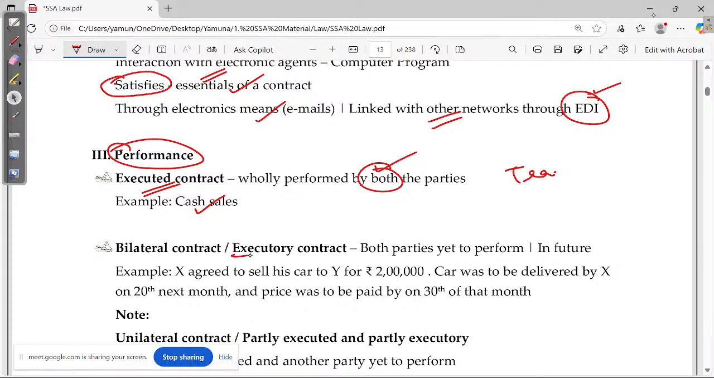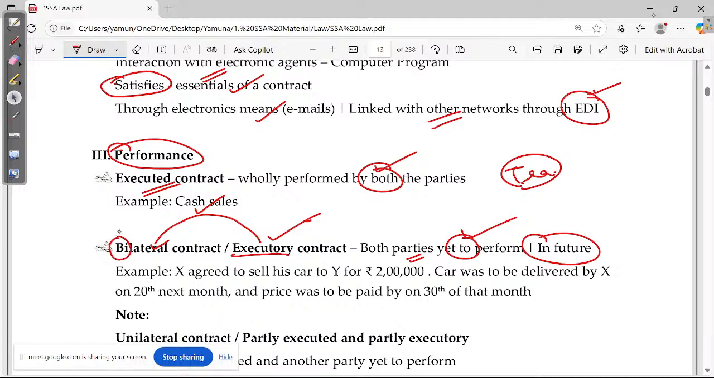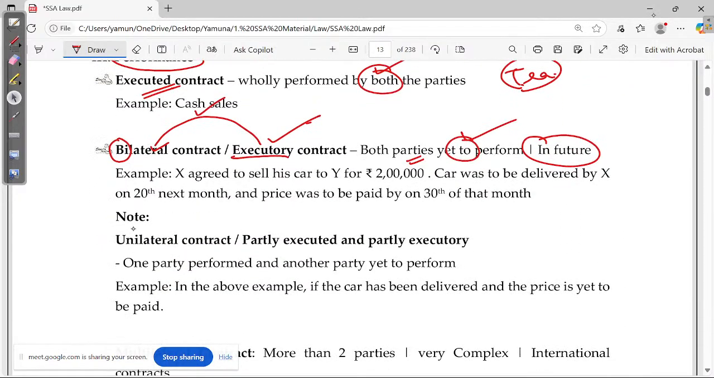Second, executory contract, the other name is bilateral contract. Executory means both parties have to perform. I go to the tea shop, I order the tea, it has not yet arrived, I'm waiting for the tea. I have not yet paid, so payment is yet to be given, tea is yet to arrive, so both the parties have to perform. In future only they'll be doing it. Future may be another 5 or 10 minutes, that's also future only. So it's what you call an executory contract. This has not yet happened between the two parties. Both the parties have not performed, so bilateral. So probably you might guess what is unilateral. One party performs, another party is yet to perform.